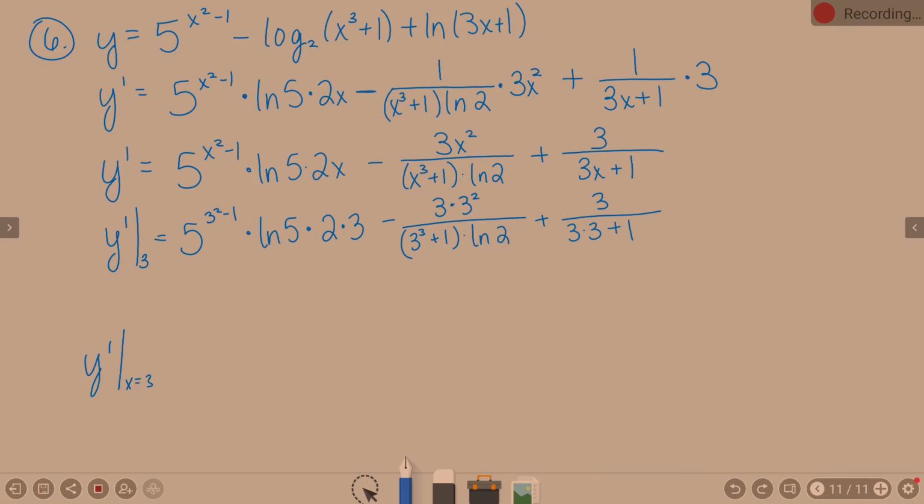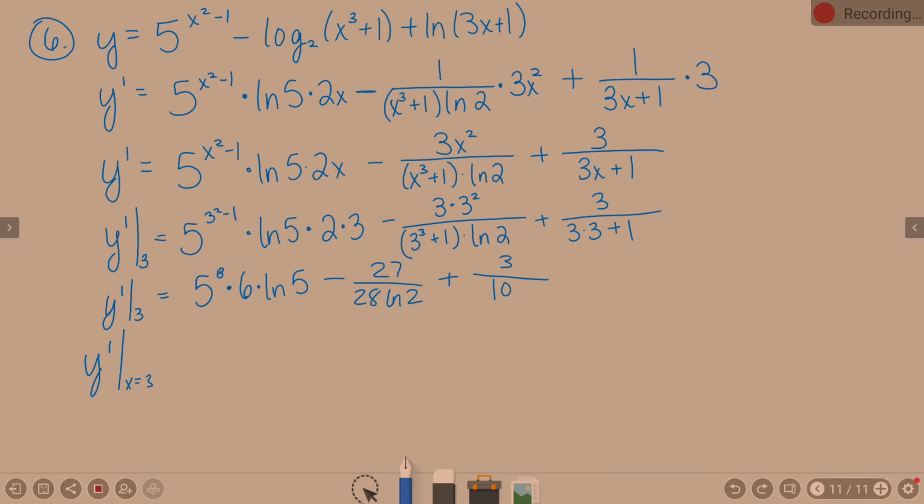You can definitely clean up some of that. If it says exact, you don't want the calculator version. You want the cleaned up version, because the calculator answer is approximate. 3 squared minus 1 is 8, so that is 5 to the 8th. 2 times 3 is 6, so 6 natural log of 5. Minus 3 squared times 3, that's 27, over 3 cubed plus 1, 27 plus 1, 28, times natural log of 2. Plus 3 over 9 plus 1, 10.